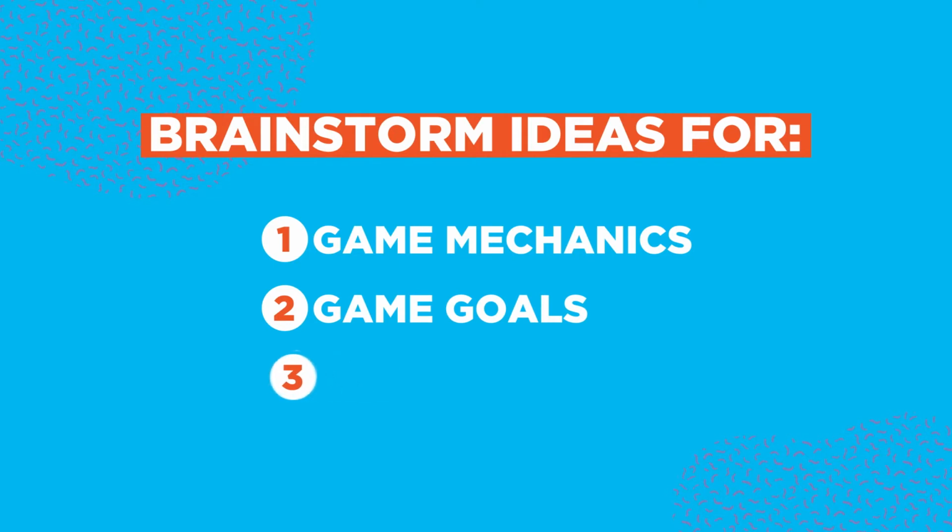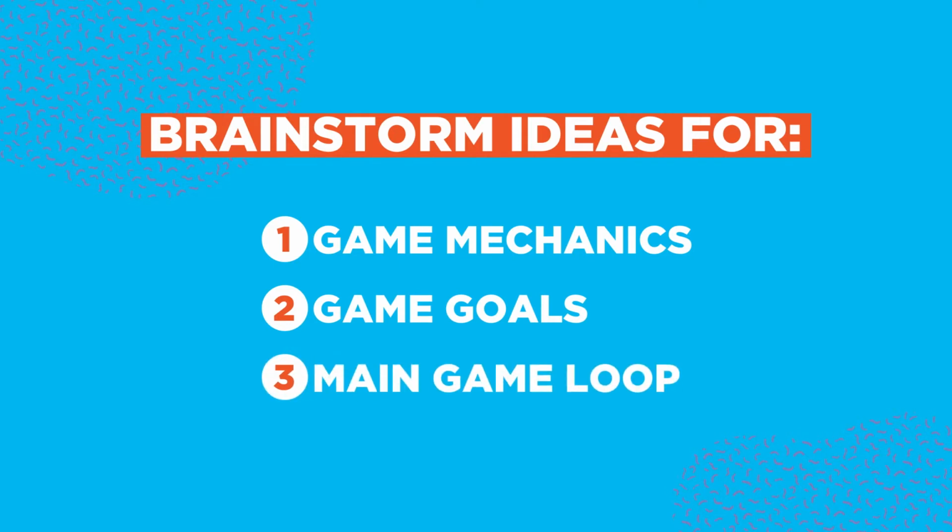Now, the third thing you're going to have is called a main game loop. These are the main actions the player is going to do over and over again, using the mechanics of the game to complete the goals that they have in the game. Looking at Super Mario again, you use the mechanics of walking, running, and jumping to complete the goal of getting to the other side of the screen.